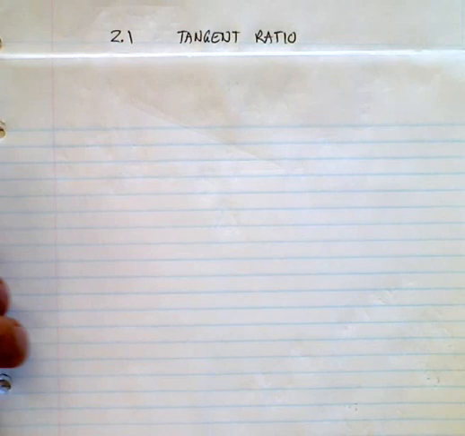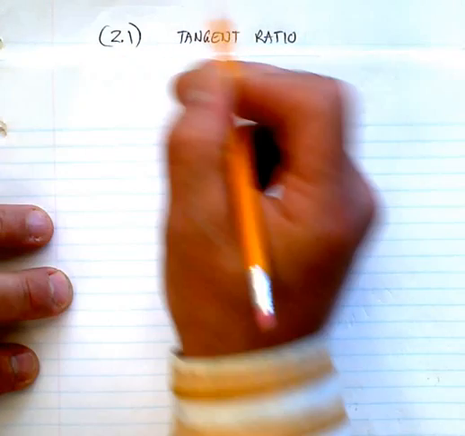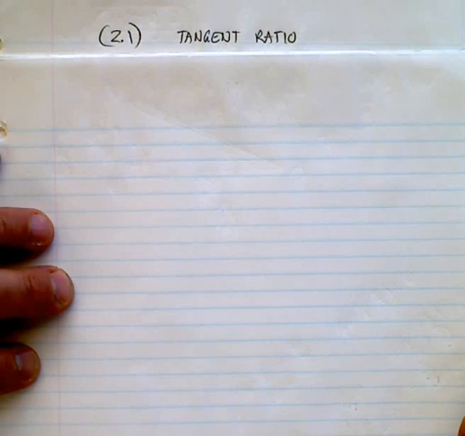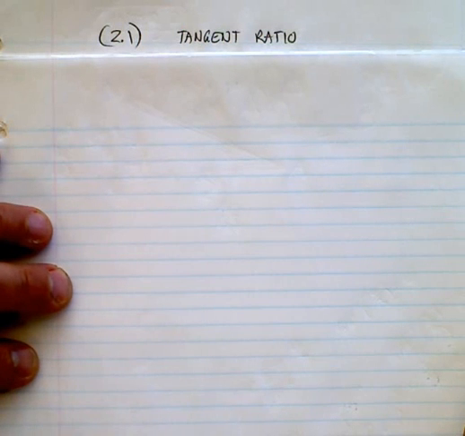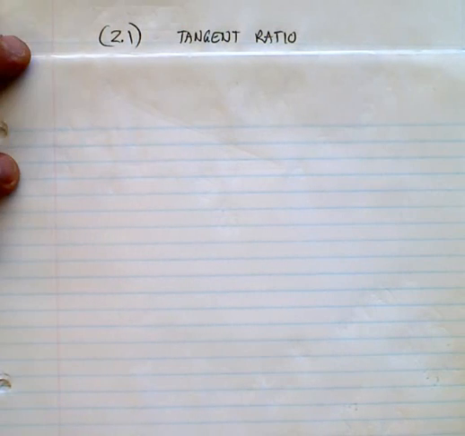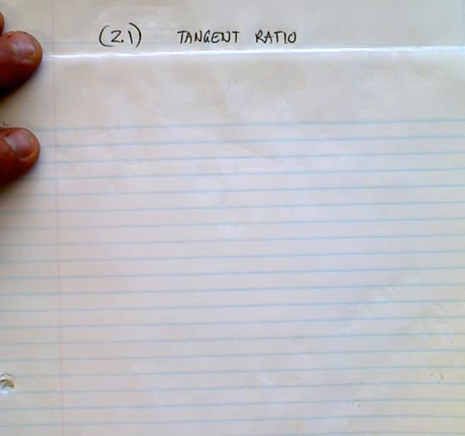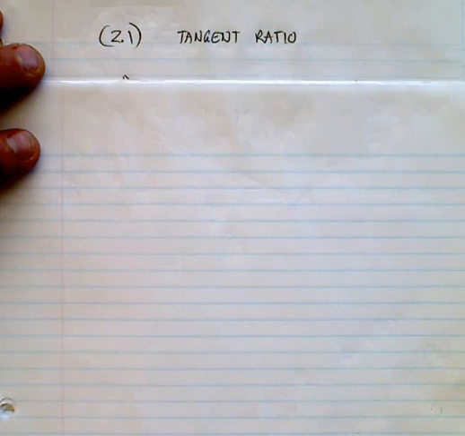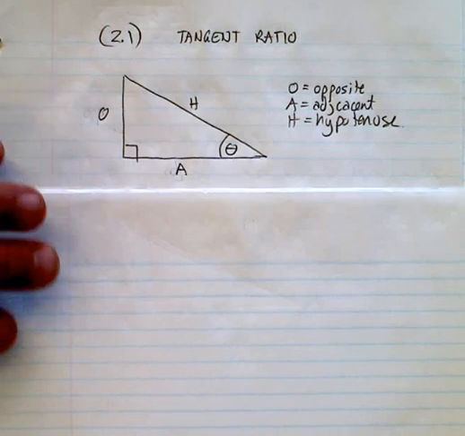Alrighty, here we go. This is section 2.1, actually the first section in your second chapter of your book. If you haven't looked at the introduction to trigonometry, I'd suggest you have a quick glance at that, because I'm going to assume that you understand what it is that I'm talking about right now. Okay, so in that video we talked about how we name sides here.